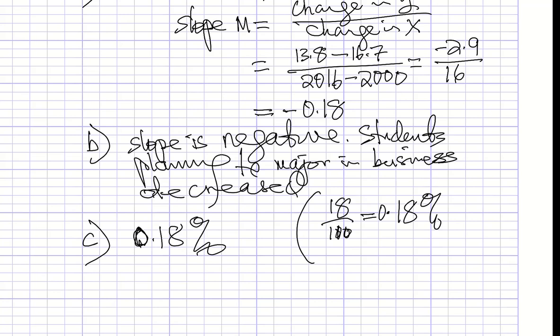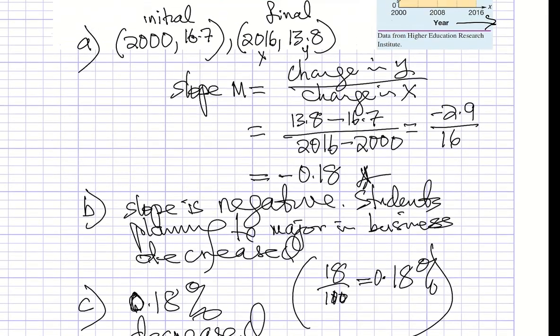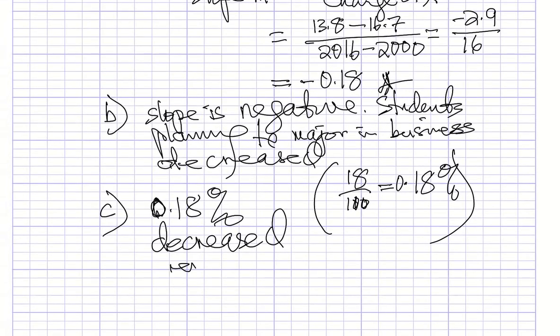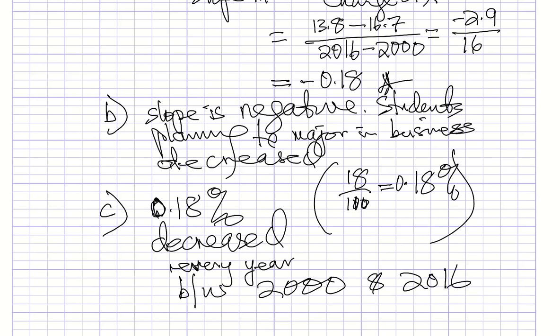That means it decreased, okay? Because the slope was negative, remember? That thing is negative right there. So it decreased. It decreased 18% every year. That's all that is saying. It decreased 18% every year between, you remember, 2000 and 2016. That's all. It's not saying more than that, okay?